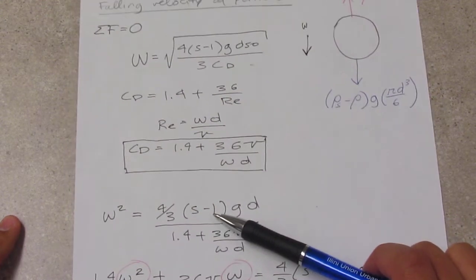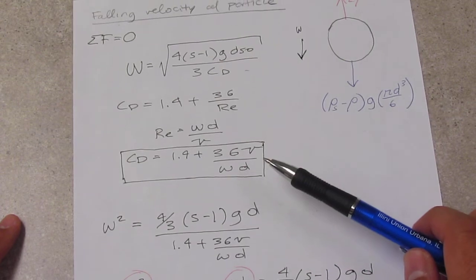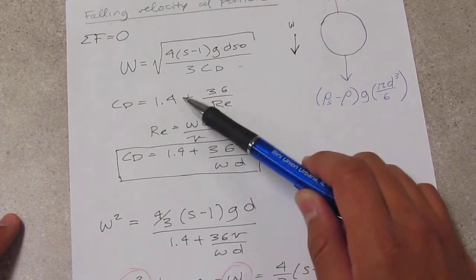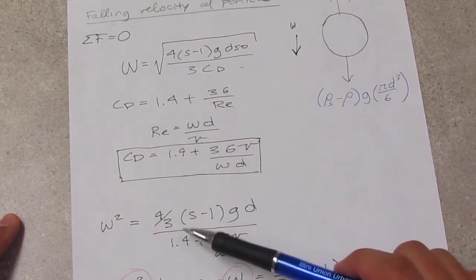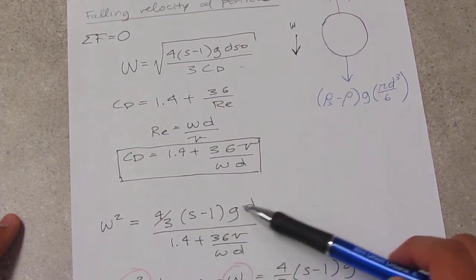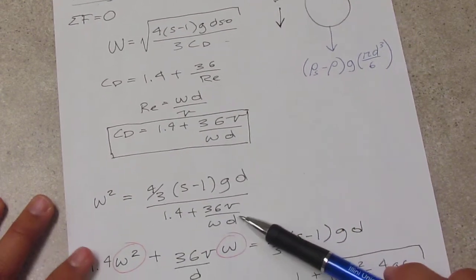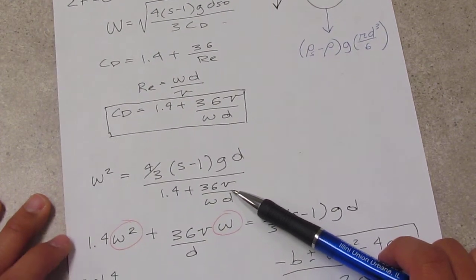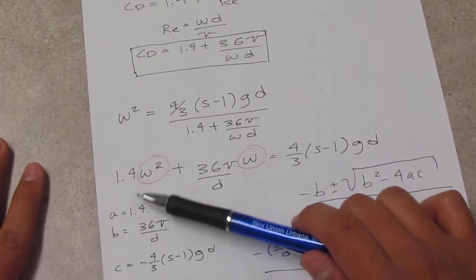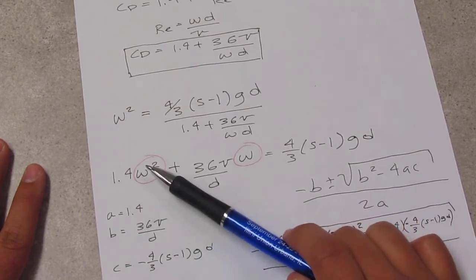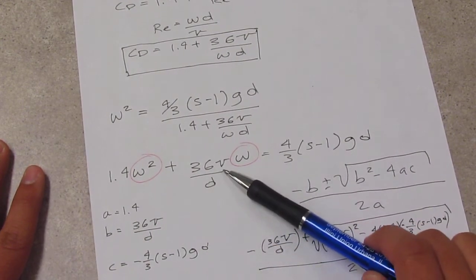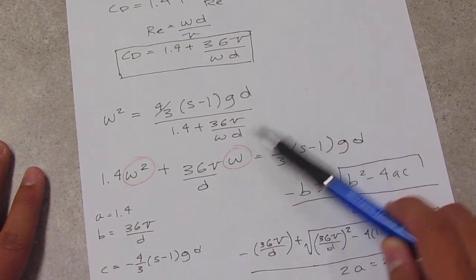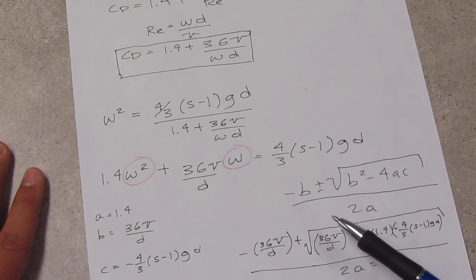So the first thing to do would be to square the falling velocity over here. We still have our 4/3 up here, the original term, and this is our drag coefficient. We now will multiply times the denominator, and we get this term right here: 1.4 times omega squared plus 36 nu over d omega equals the term we have on the right.